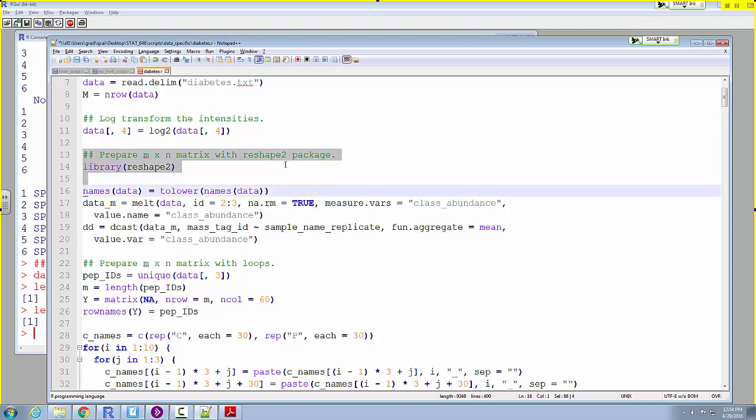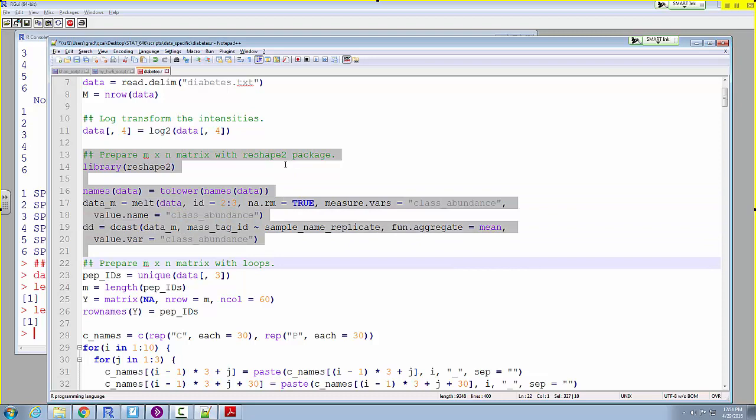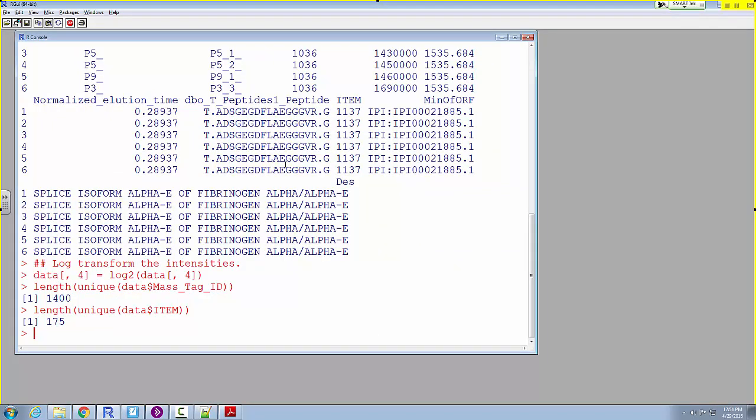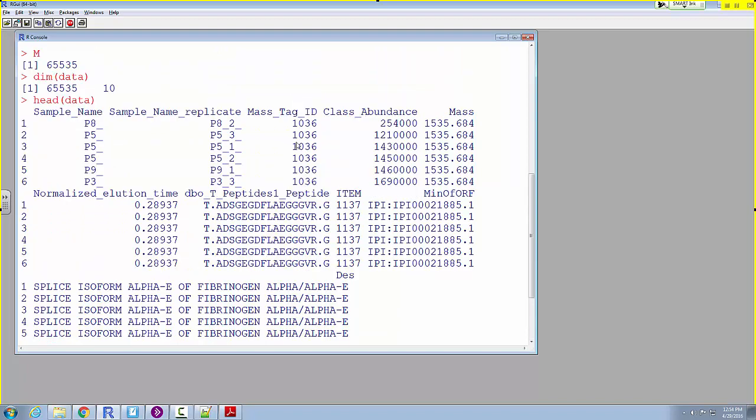What I'm going to do here is, if you think about what we need to do to turn this into a 1,400 by 30 matrix, I need to find all the unique mass tag IDs and create a row for each one. The first one is 1036. I would then need to go find for P1, or for P1 underscore 1, the abundance for that peptide. Go find the row that is for P1 underscore 1, mass tag ID 1036, and store that number. The problem is going to be, like if we look at 1036, how many observations of 1036 do we have?